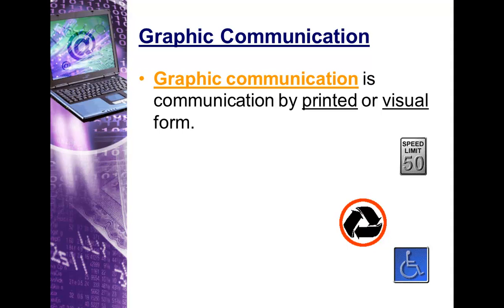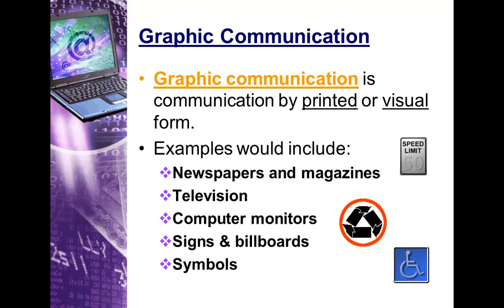So with a little bit of thought you can figure out that this is probably the #1 type of communication in our society today. Anything that's printed, anything that you see would be graphic communication, and that would really include a lot of the things that we have out there. Some of your examples that you want to put in your notes would be newspapers and magazines, television, computer monitors, signs and billboards, and symbols of any kind.